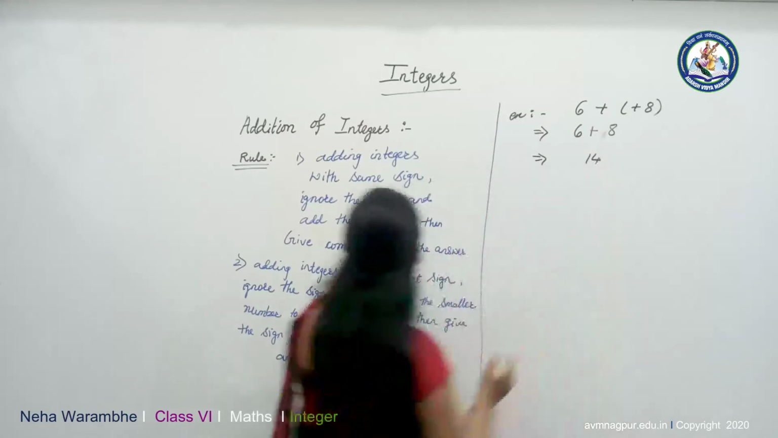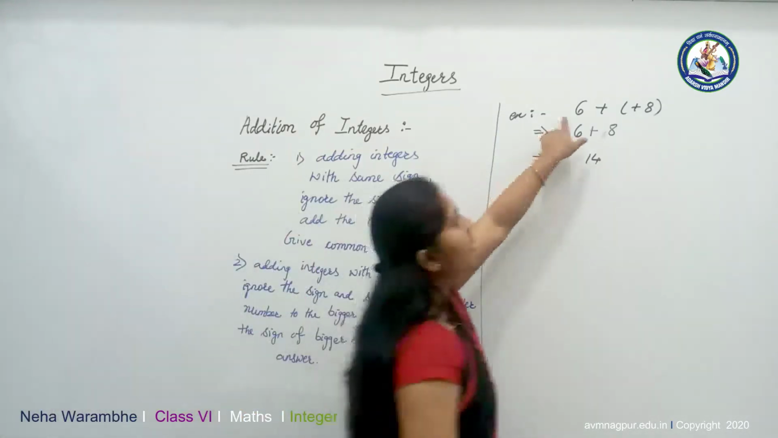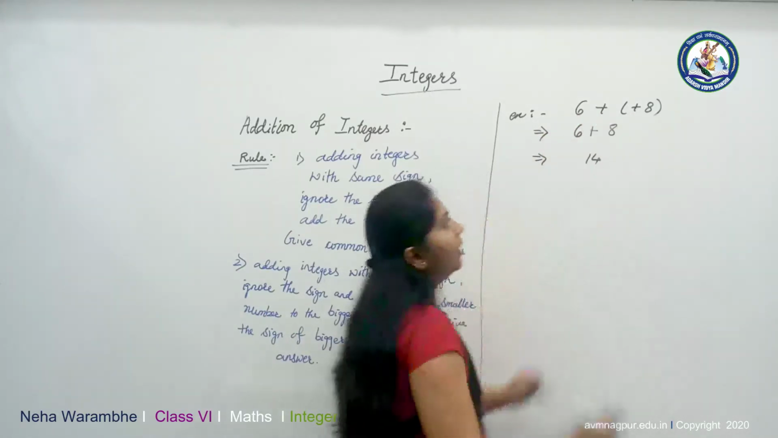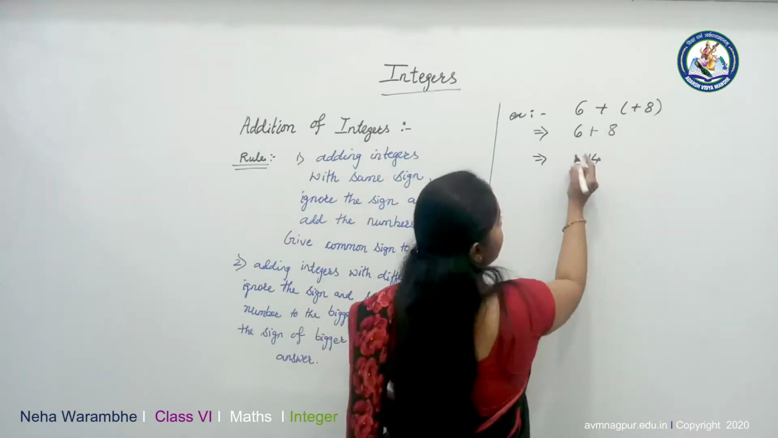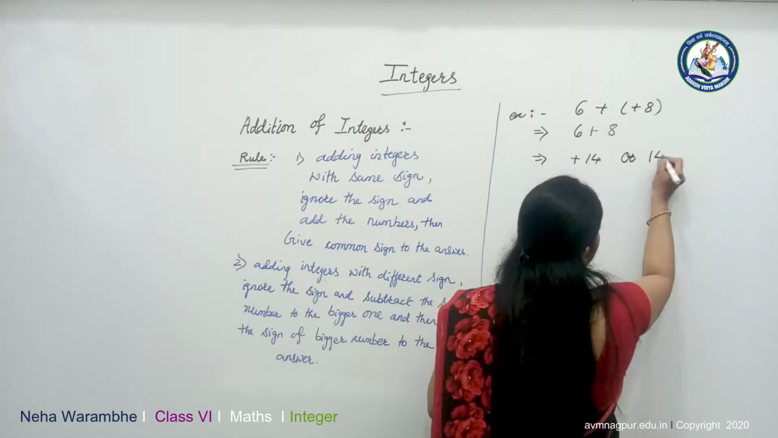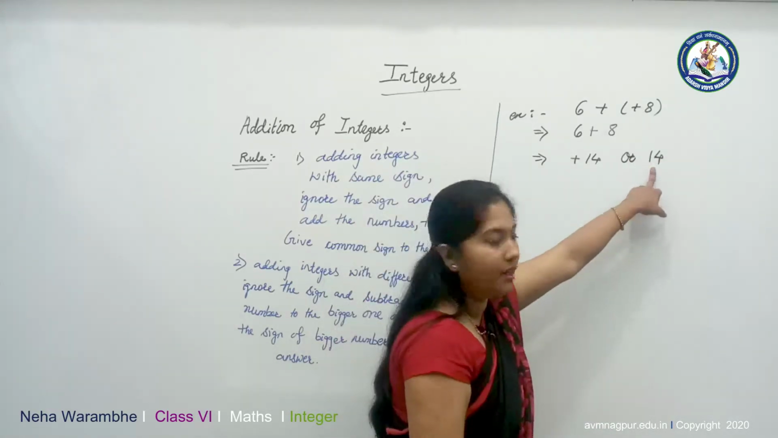Now the next step is to give the common sign to the answer. The common sign is plus sign. If no sign is written, it means the plus sign is there. So the common sign is plus, meaning plus 14 or 14, because we know that the plus sign is not necessary to write before positive numbers.